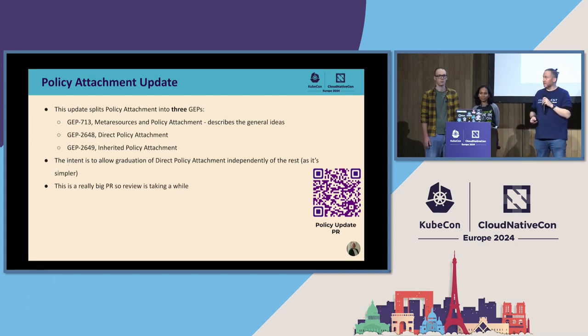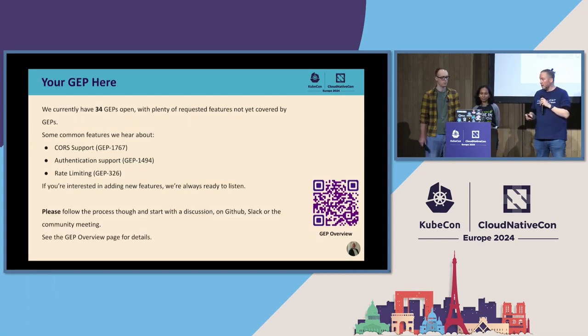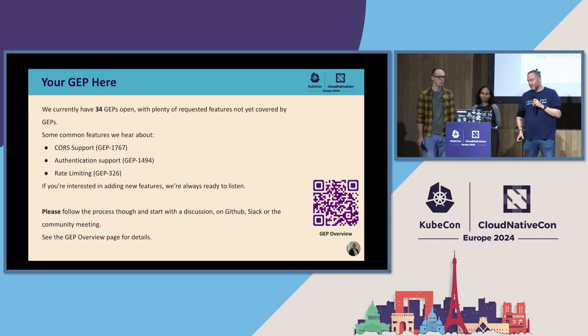This should hopefully merge real soon too. So if you want more features, and who doesn't want more features in Gateway API? We currently have 34 GAPs open, right, with plenty of requested features not yet covered by one. So common features we hear about, CORS, authentication, rate limiting, they all have GAPs open. But those ones are currently sort of waiting for someone to come and pick them up.